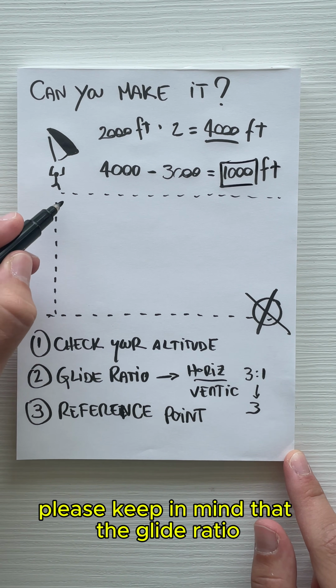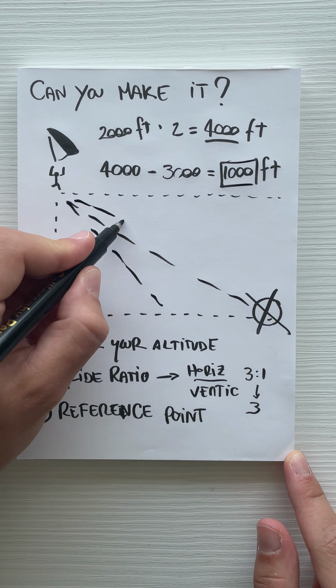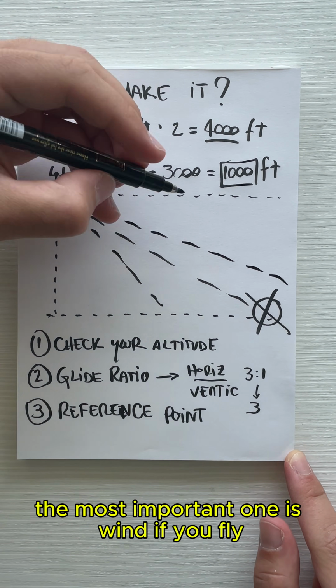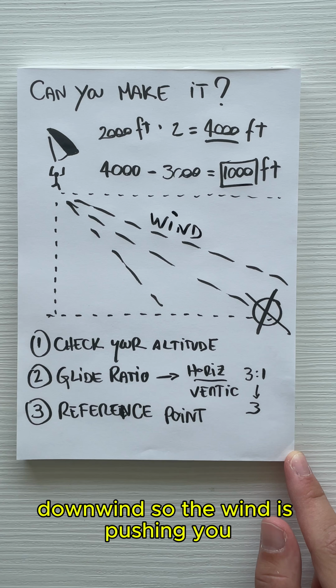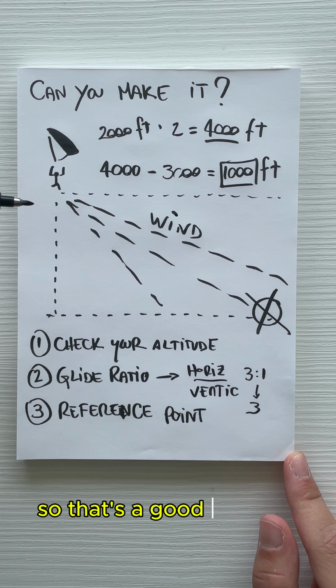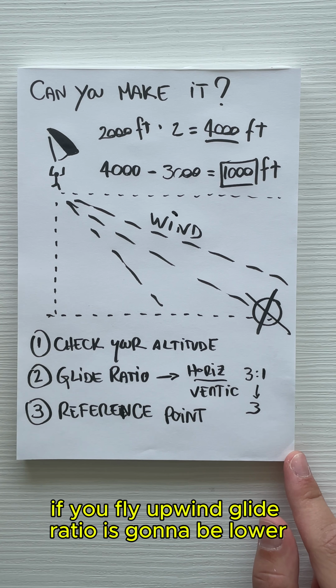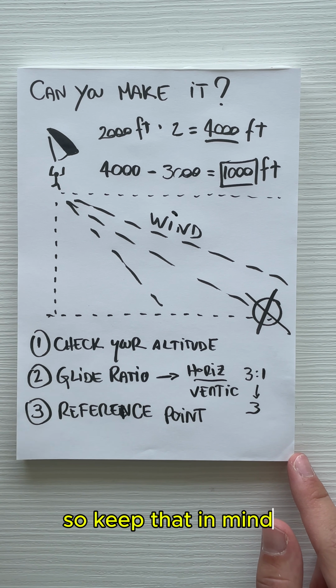Please keep in mind that the glide ratio depends on many things. The most important one is wind. If you fly downwind, so the wind is pushing you, glide ratio is gonna be higher. So that's a good thing for you. If you fly upwind, glide ratio is gonna be lower. So keep that in mind.